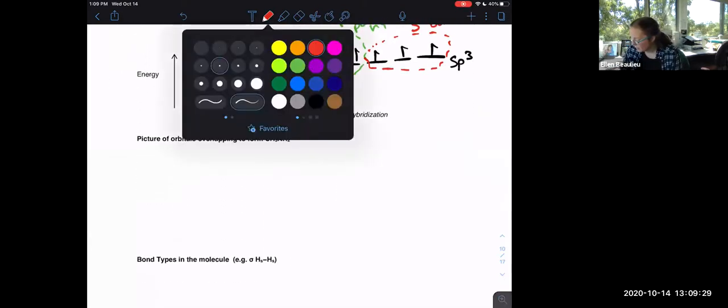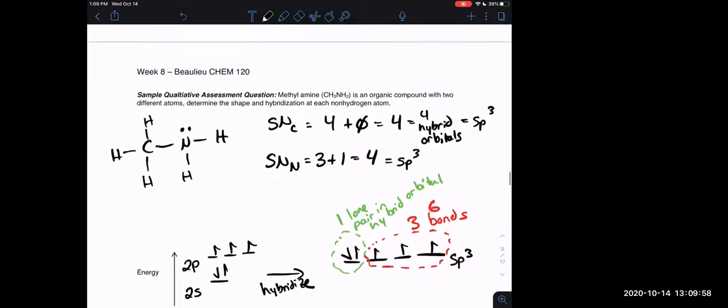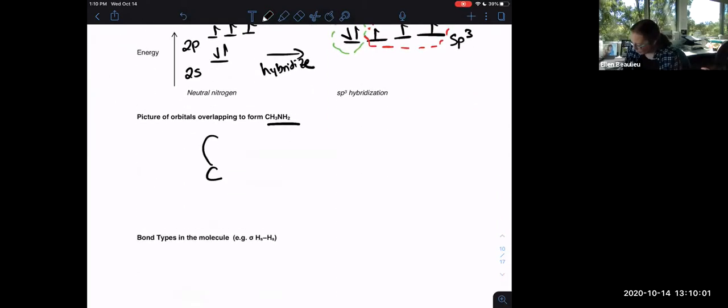So let's try to draw a picture. I'm not going to draw it right away. I want you to practice drawing what this species would look like if I were to draw all the orbitals that overlap to form it. I'm going to start with carbon. What hybridization is carbon? sp3. That means I have 4 equal lobes on that carbon that are all sp3 orbitals. I'm going to draw all those sp3 orbitals.